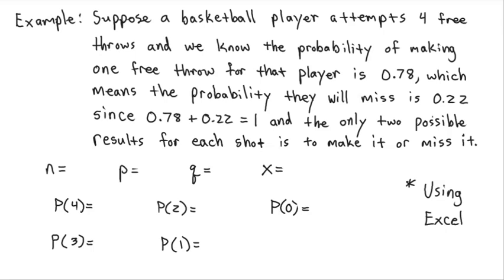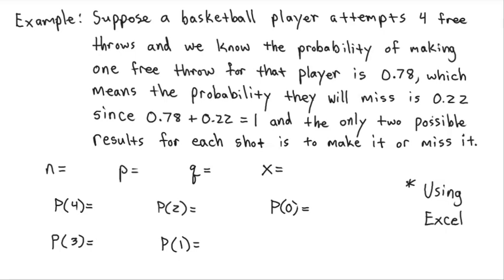How can we use Excel to be able to answer the following questions? What is the probability that the basketball player will make all 4 shots? That's what this number in here means. It means the probability that you'll have this many successes. What's the probability that the basketball player will make only 3 of the shots? Probability that they'll make only 2 of the shots, probability that they'll make only 1 of the 4 shots, and then the probability that they will miss all 4 shots and that they will make 0 shots, okay?